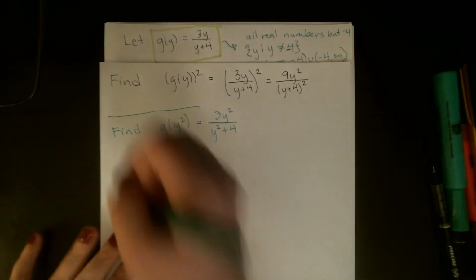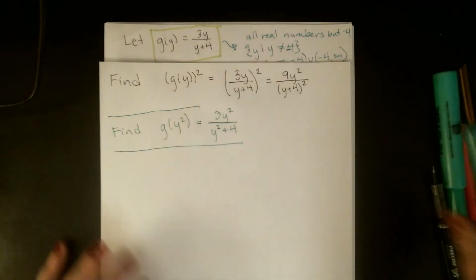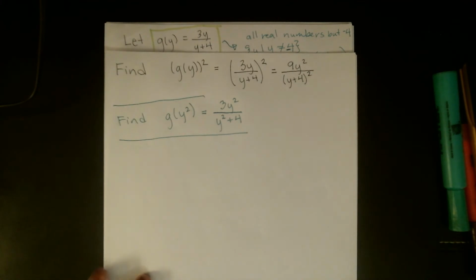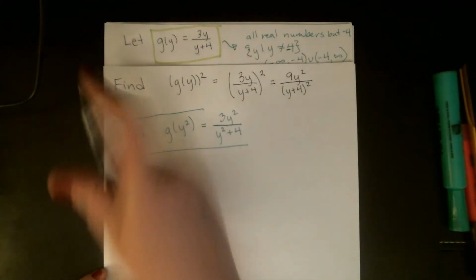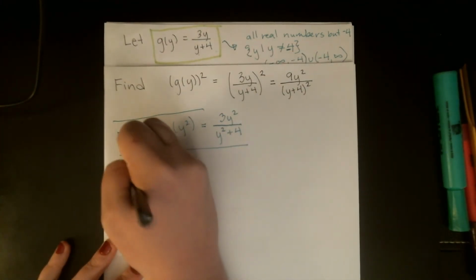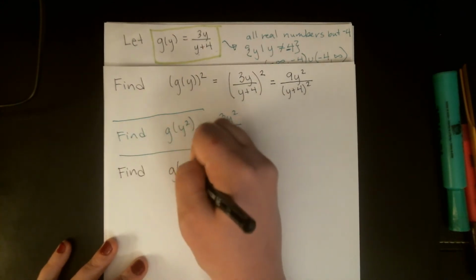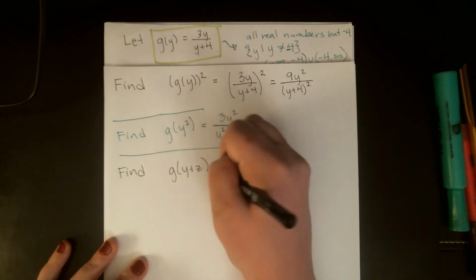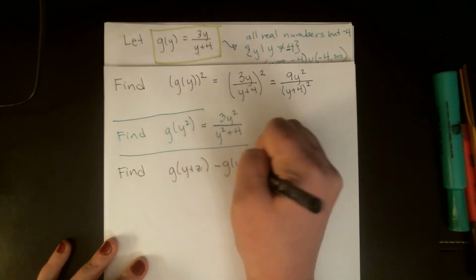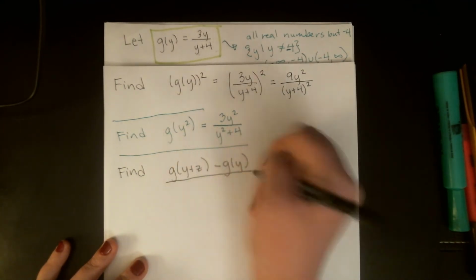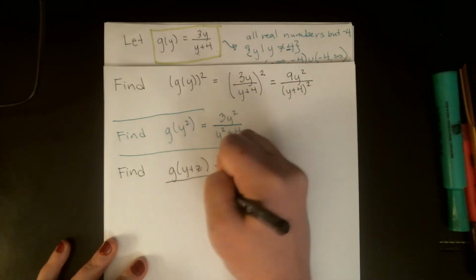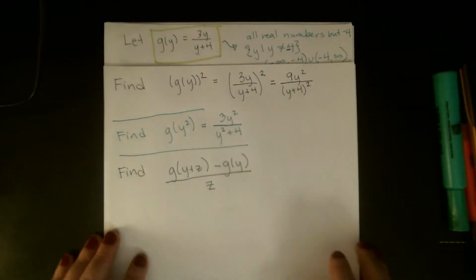Okay, let's do one last really messy one here, and then a solve, and then we're done with this one. So let's find a difference quotient. I did g of y plus z minus g of y, all divided by z. So again, I've said it, this is a difference quotient.